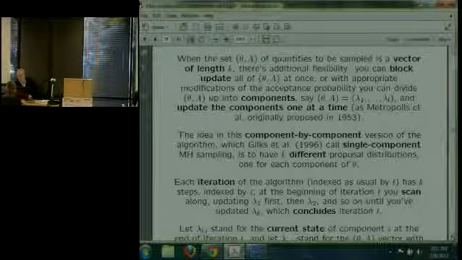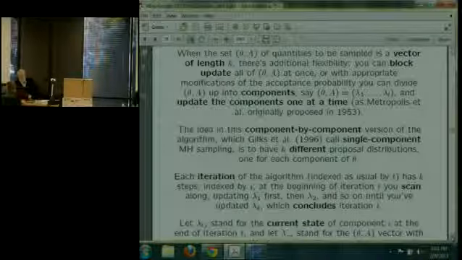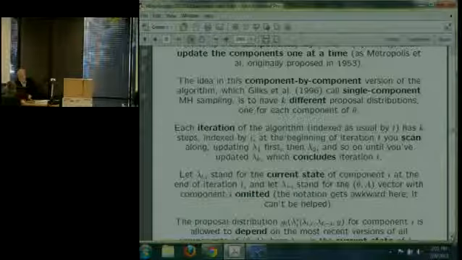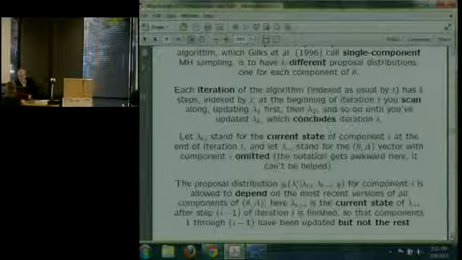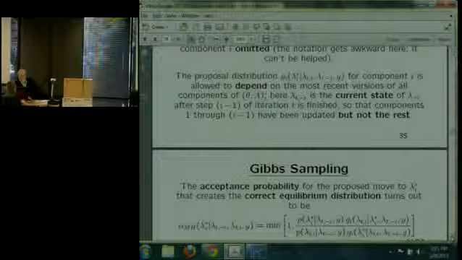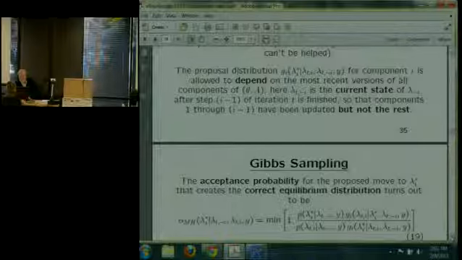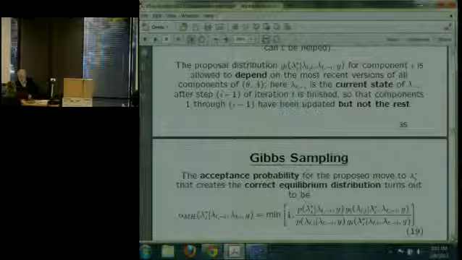What you do is you have k different proposal distributions, one for each of the components. And there's a very nasty, I won't even read this out loud, I had to invent very nasty notation to show you how to do it. But when you're done, you end up with the correct acceptance probability having this unpleasant form that you see in equation 19.